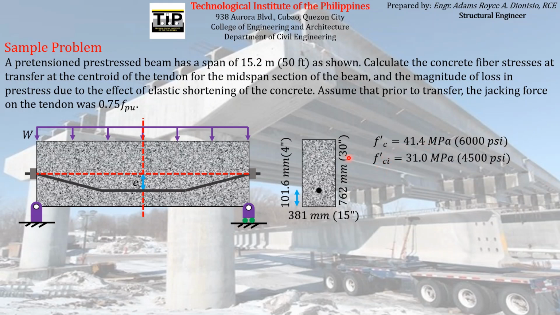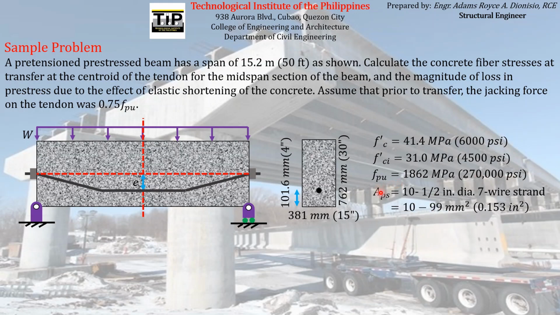The initial compressive strength of the concrete at transfer is equal to 31 megapascal or 4,500 psi. The ultimate strength of the pre-stressing reinforcement is equal to 1,862 megapascal or 270,000 psi. And the area of the pre-stressing reinforcement is equal to the area of a 1/2 inch diameter 7-wire strand, which has an area equal to 99 mm squared or 0.153 inches squared. So we have 10 of those 99 mm squared 7-wire strands used as a pre-stressing reinforcement on this particular problem. And then the modulus of elasticity of the pre-stressing reinforcement is equal to 186,200 megapascal or 27 times 10 to the 6 psi.